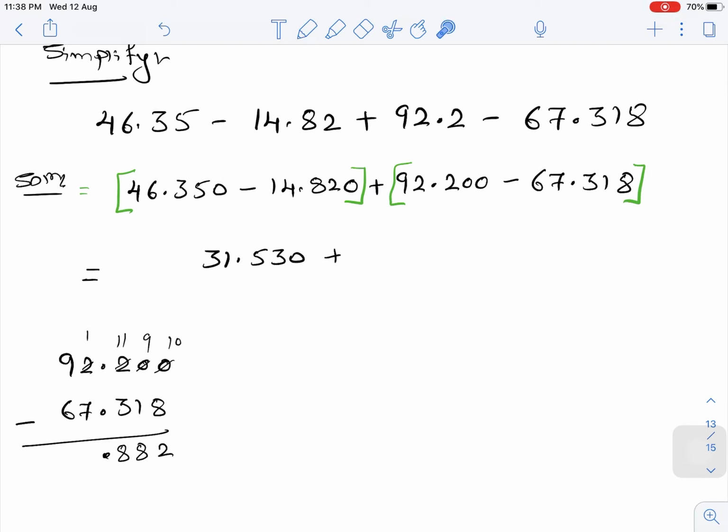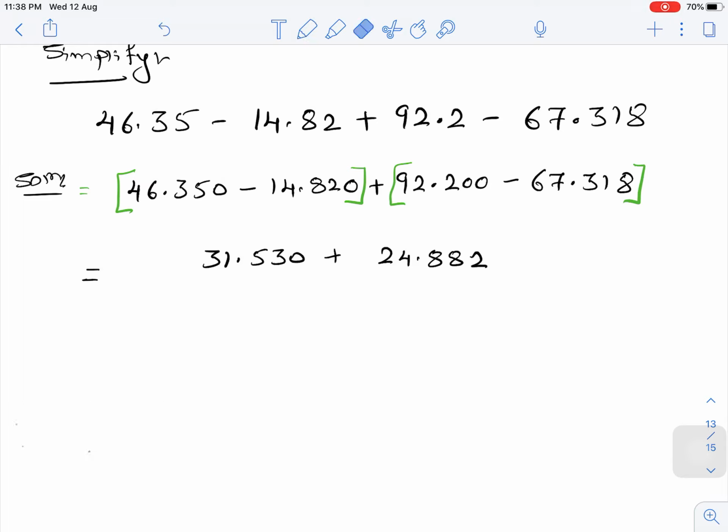Now decimal below decimal, next one. Now again we cannot subtract this 7 from this 1, so we'll borrow 1 from 9, so this will become 8 and this will become 11. So 11 minus 7, so we'll have here 4, and this 8 minus 6 will become 2. So what is our answer? 24.882.